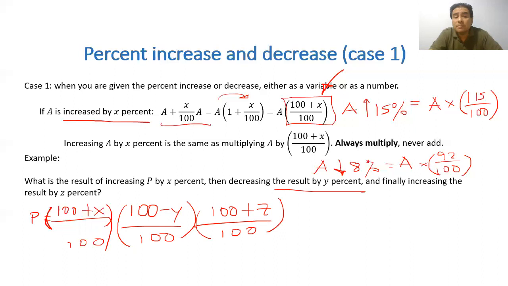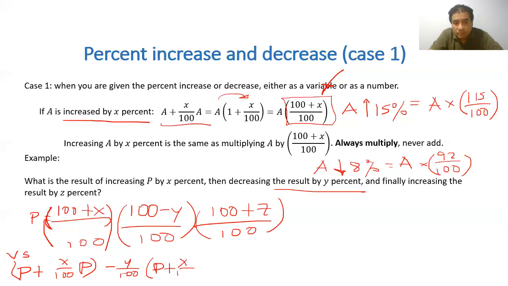This is much simpler than actually having to do this. Imagine that I add X% of P. And then if I need to decrease Y%, I need to subtract Y% of that same amount. And if then I need to increase by Z%, I would have to add Z% of the whole thing.